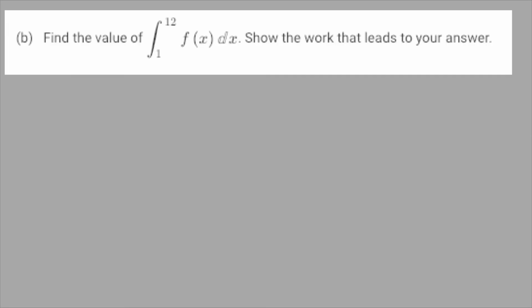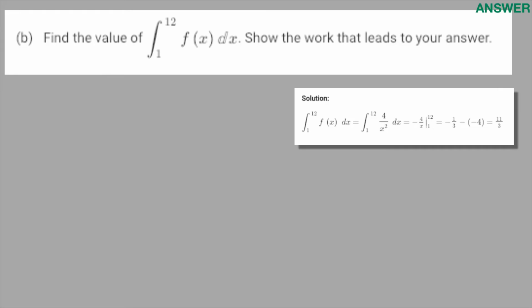Part B asks you to find the antiderivative. Show the work. So it's a very straightforward problem.